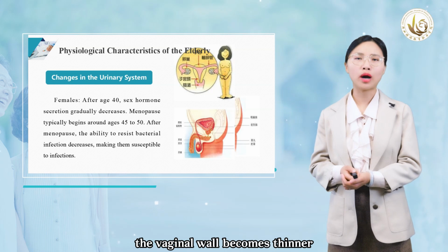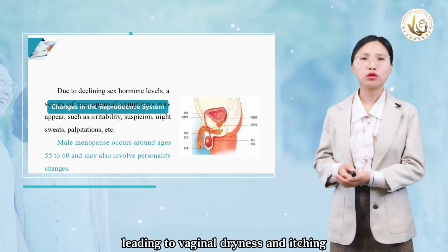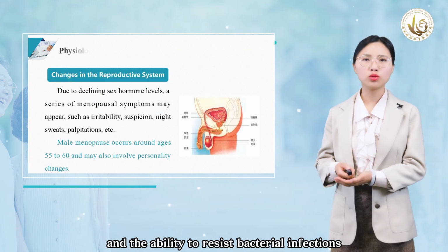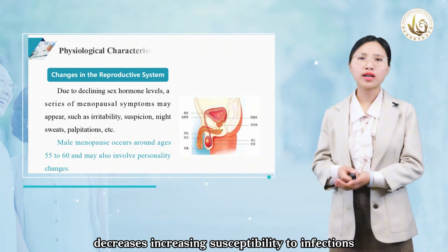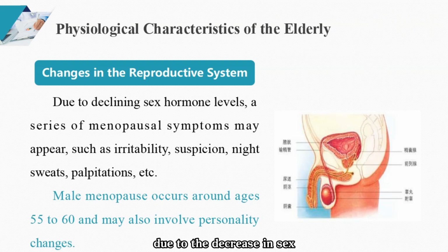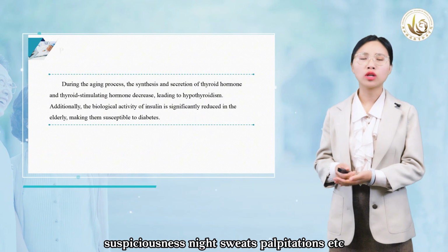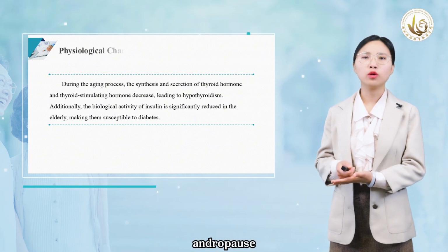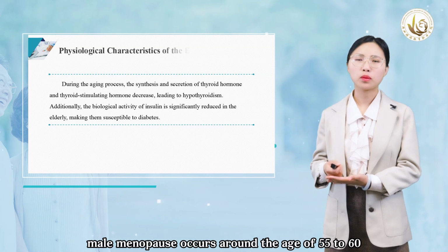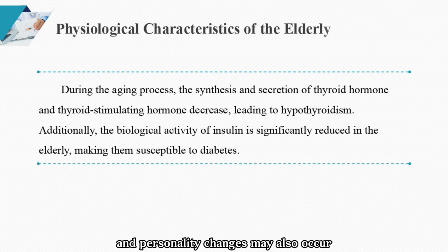The vaginal wall becomes thinner, the function of vaginal glands weakens, and secretions decrease, leading to vaginal dryness and itching, and the ability to resist bacterial infections decreases, increasing susceptibility to infections. Due to the decrease in sex hormone levels, a series of menopausal symptoms may occur, such as irritability, suspiciousness, night sweats, palpitations, etc. Andropause, male menopause, occurs around the age of 55 to 60, and personality changes may also occur.